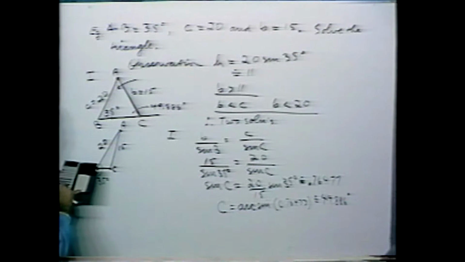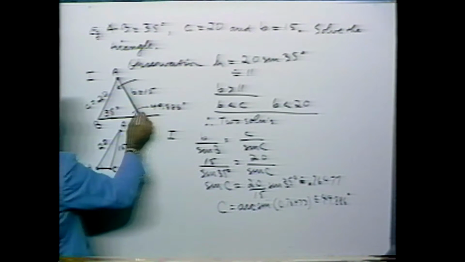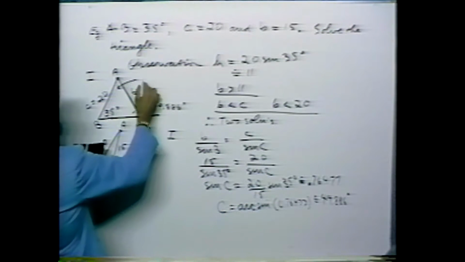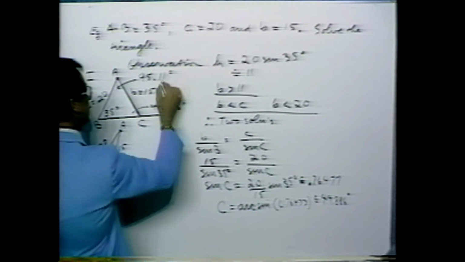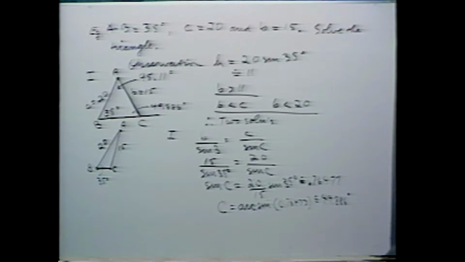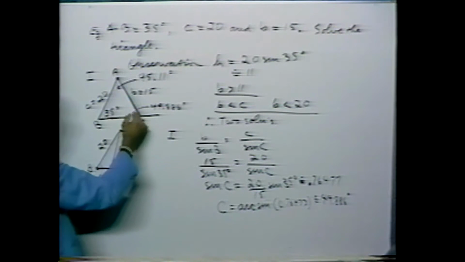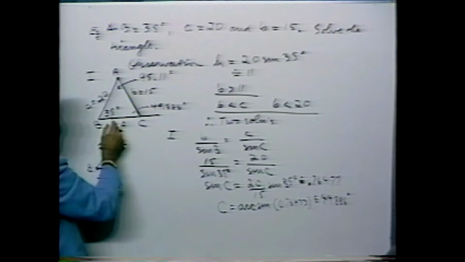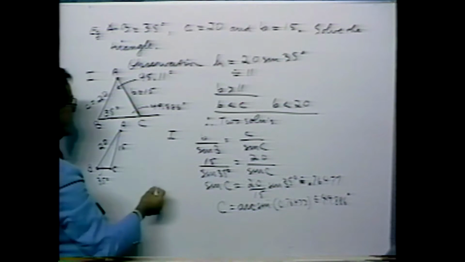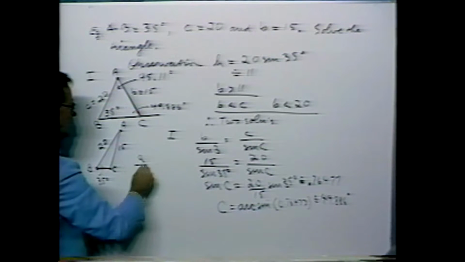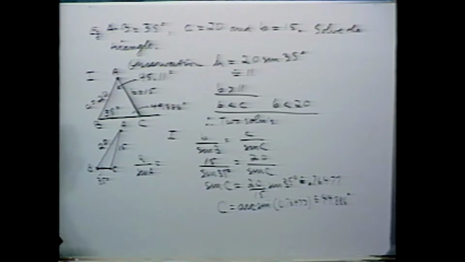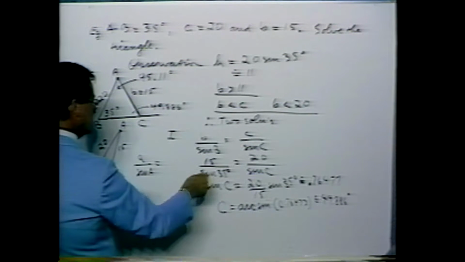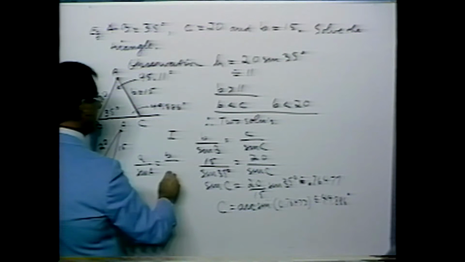So 180 subtracting the sum of 49.886 and 35 amounts to 95.11 degrees approximately. We have only one component left to solve for in this first triangle, and that is to solve for small a. Now small a can be solved by using a over the sine of A equals any of the other two ratios that are available. Let's take 15 over the sine of 35, which is b over sine B.